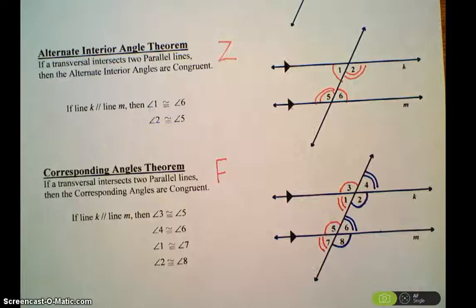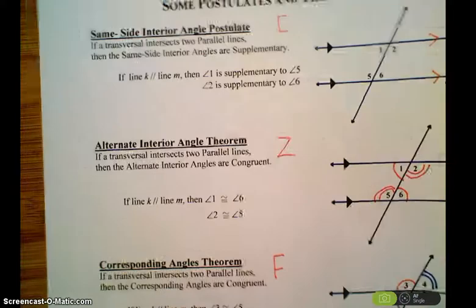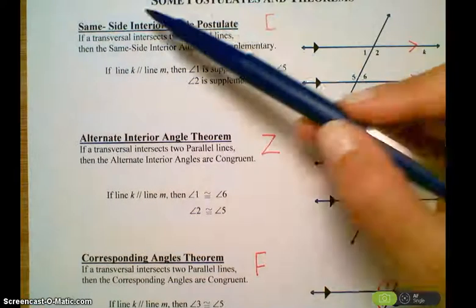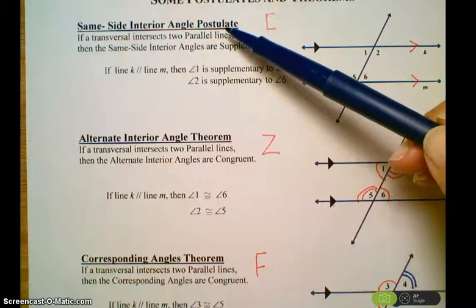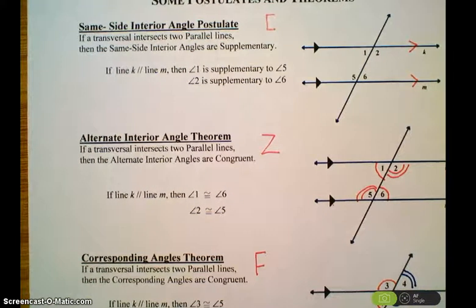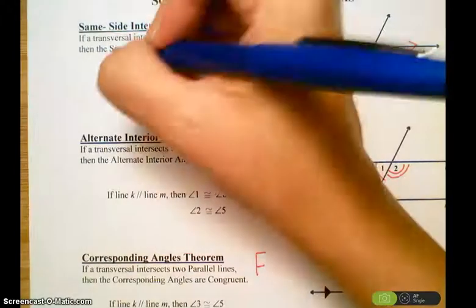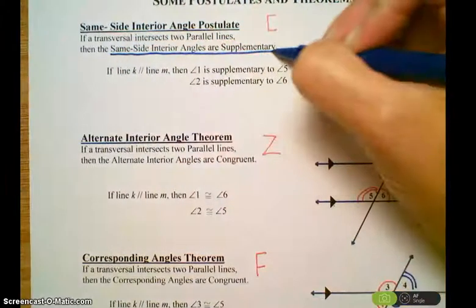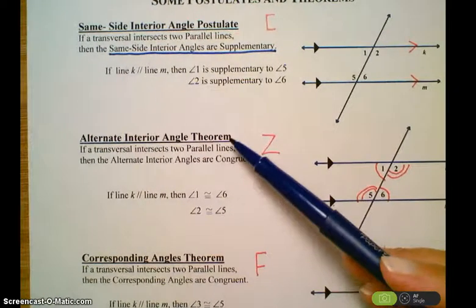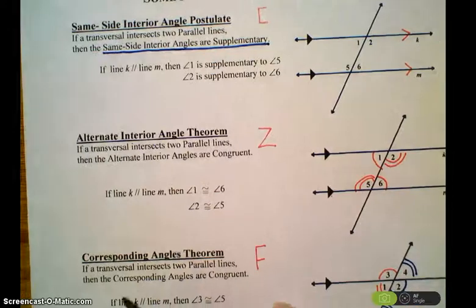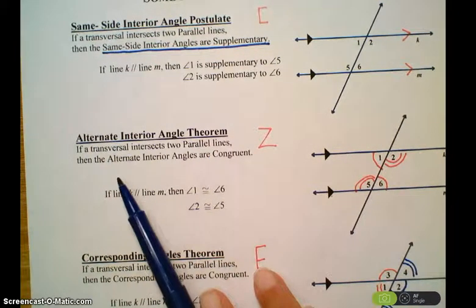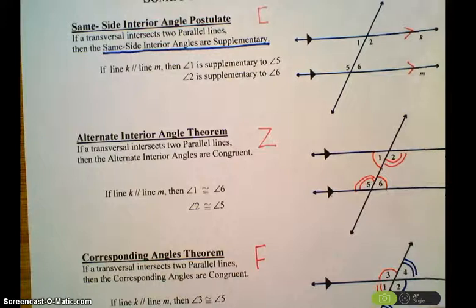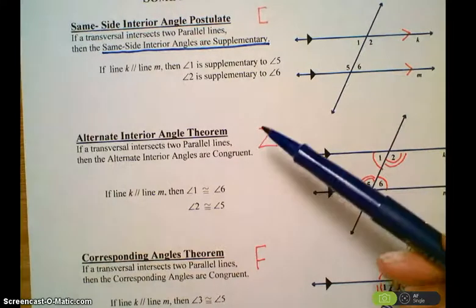When you're using these reasons in proofs, you are welcome to say same side interior angle postulate, so you can name it, or you are also welcome to say same side interior angles are supplementary. For the alternate interior angles, you can say alternate interior angle theorem, or you can say that if lines are parallel, alternate interior angles are congruent.